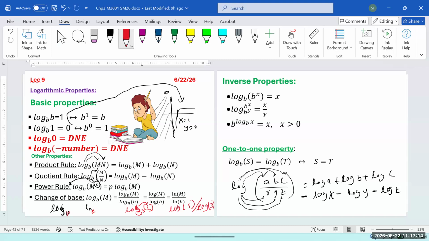And in that case, the visible log 3 turns into an invisible default log 10. And now you can use the calculator. The calculator will tell you the answer.